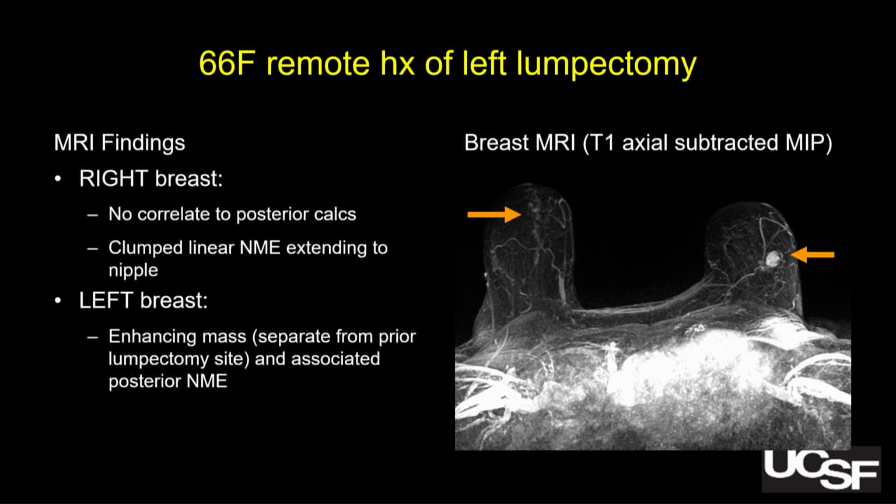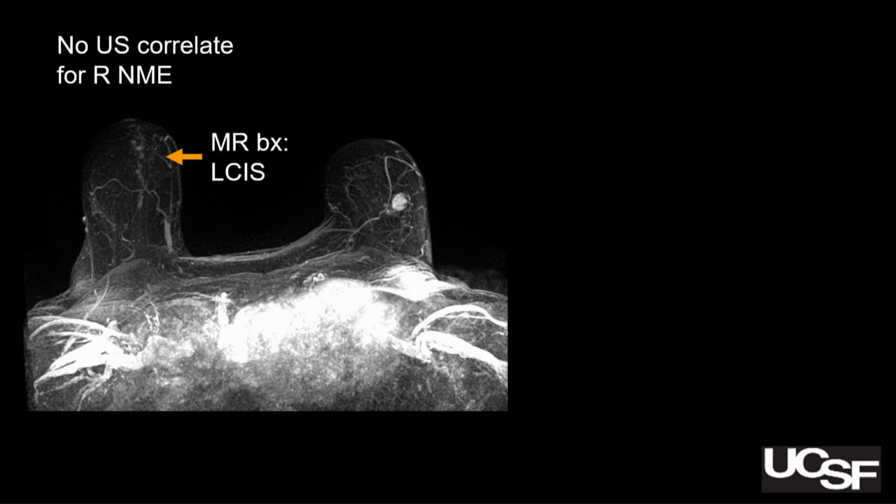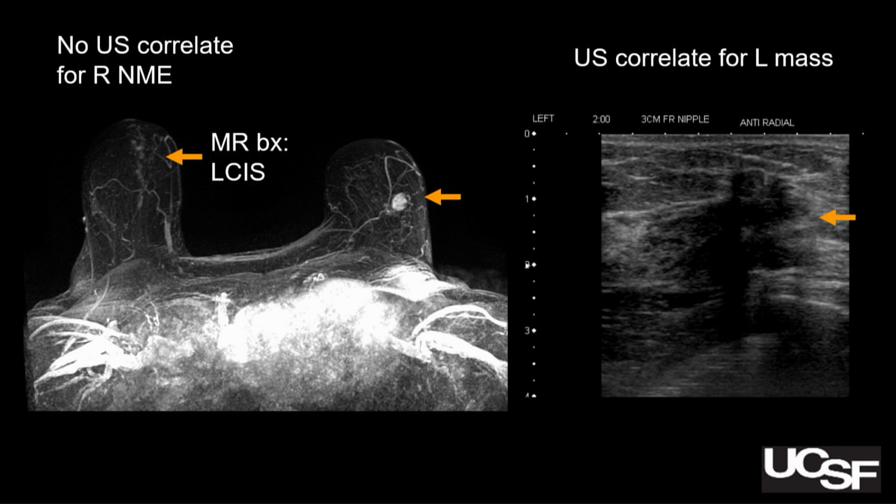So this is a kind of a plug for doing MRs in the patients who've had personal history, because they are at higher than average risk. And because the patient was dense there, it was just completely hidden by the dense tissue. So this is suspicious. No ultrasound correlate for the right NME. When we're doing it for a mass, we might as well just see if we get lucky. This was LCIS. There's the ugly mass, and this was IDC.